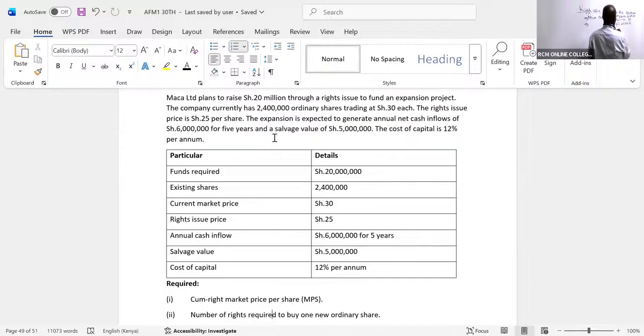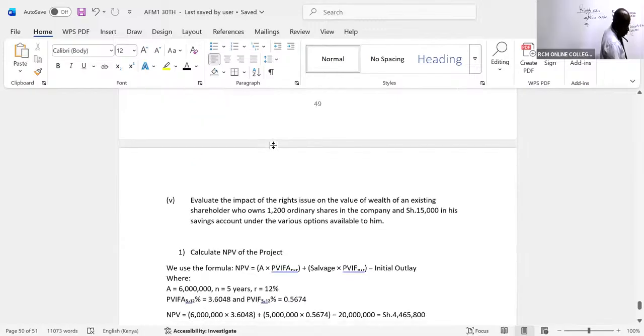Annual cash inflow. We have 6 million for 5 years. We have a salvage value of 5 million. Then we have a cost of capital of 12%. So let me know once you guys are able to copy that.